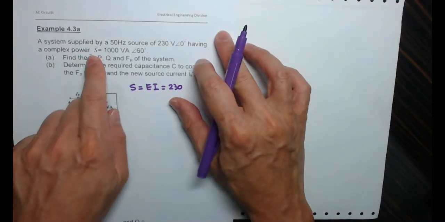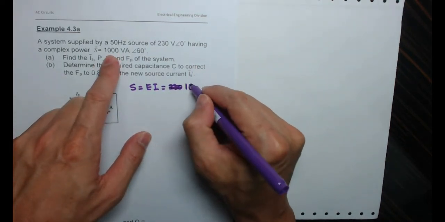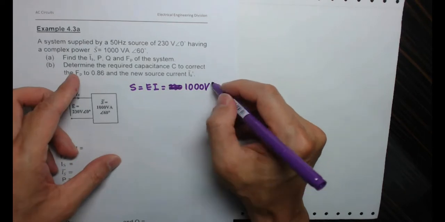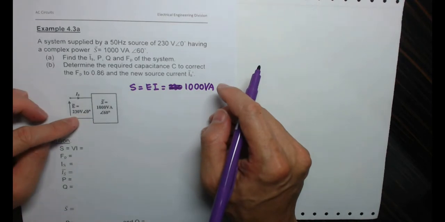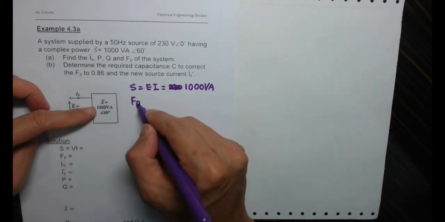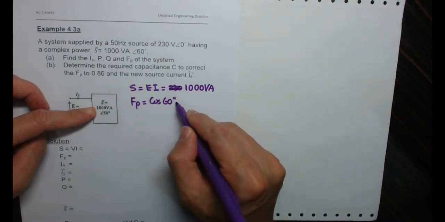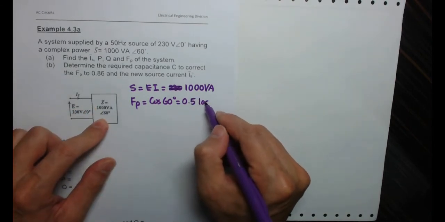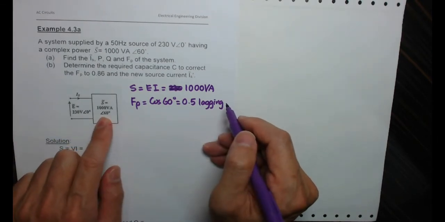Alright, we start by looking at the complex power. It's given as 1000 VA, and the angle is 60 degrees. So the power factor PF is equal to cosine 60 degrees. That gives me 0.5 lagging, because there's a positive angle here.